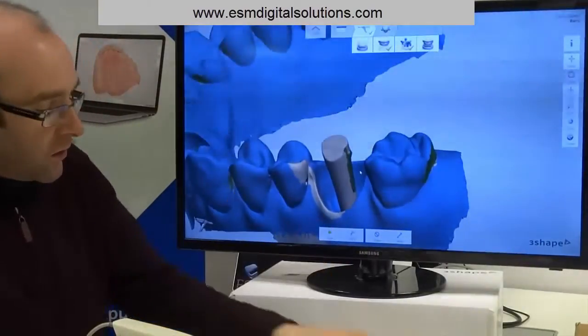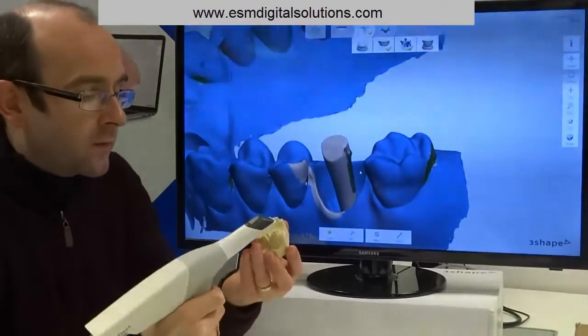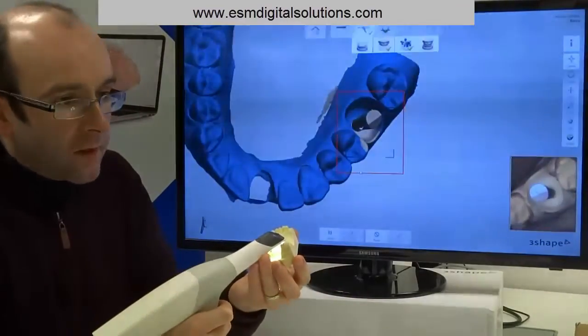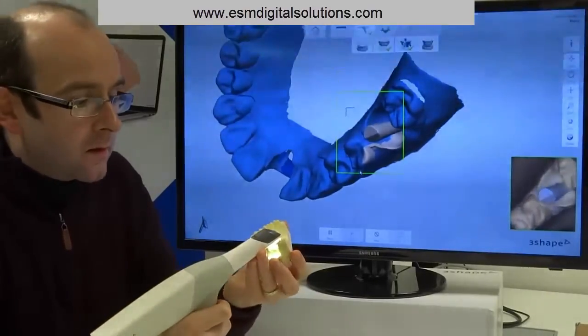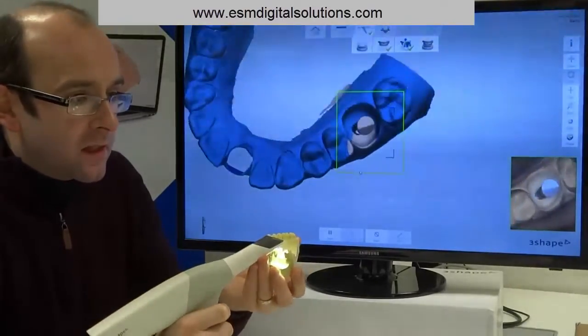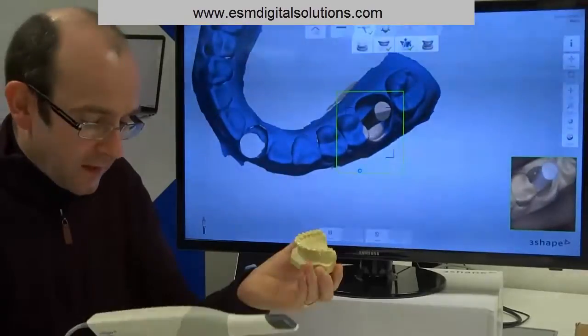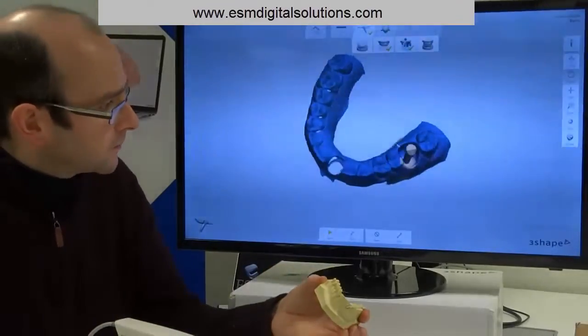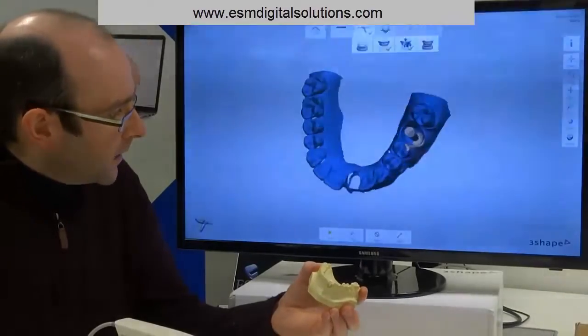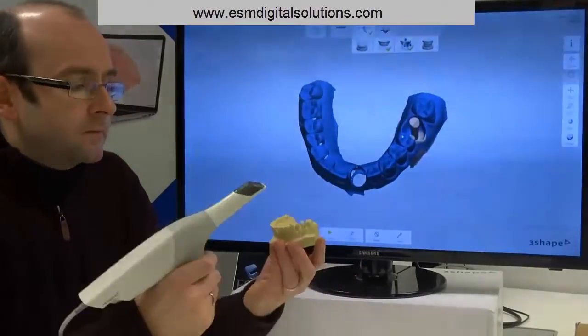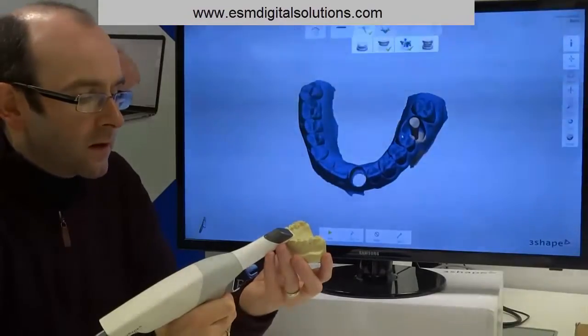But if we wanted to go and attempt to capture a little bit more, well, of course, there's not a problem in doing that. And you can see how easy it is to capture that additional information. And now we will proceed to the central incisor.